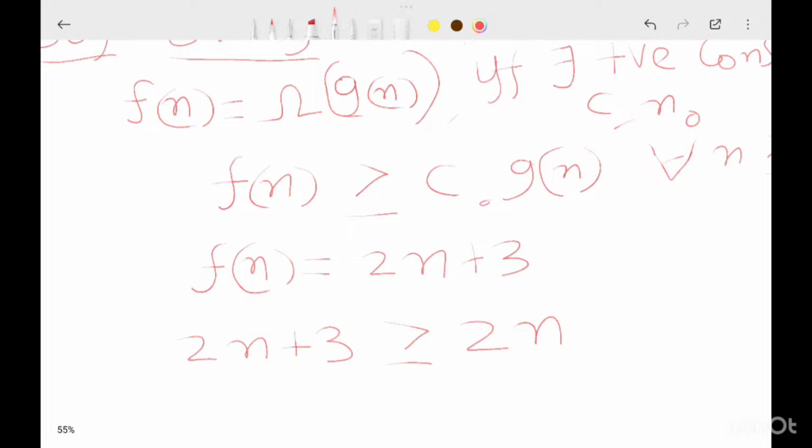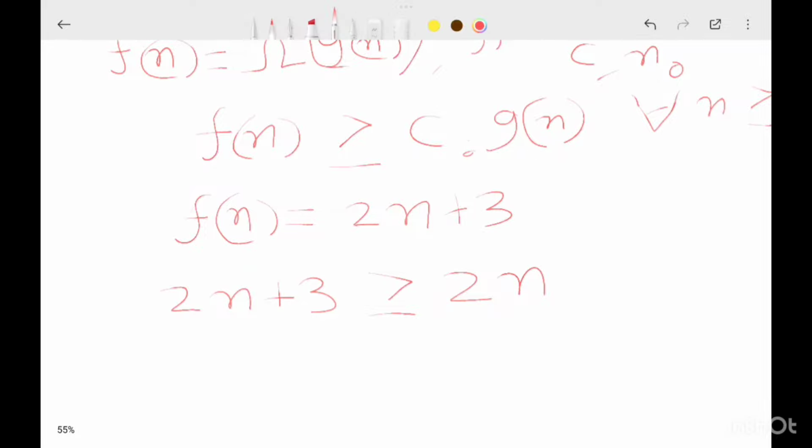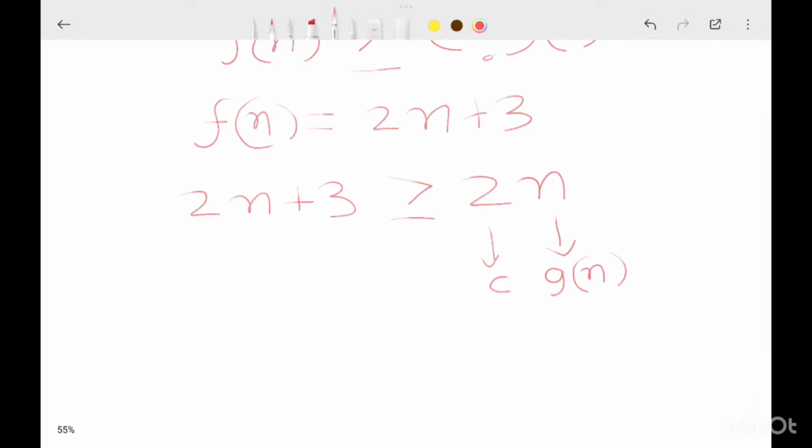So this is true. Now we take the c value as 2, and then g of n is n. For these values, this f of n is always greater than or equal to c into g of n. So now we can represent this function f of n as big omega of g of n, that is big omega of n.